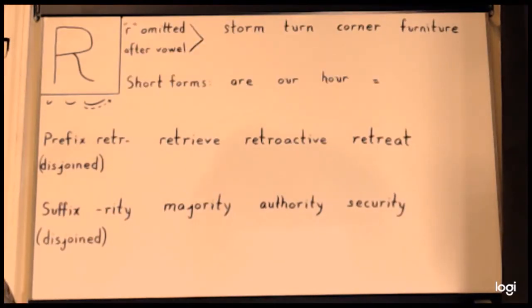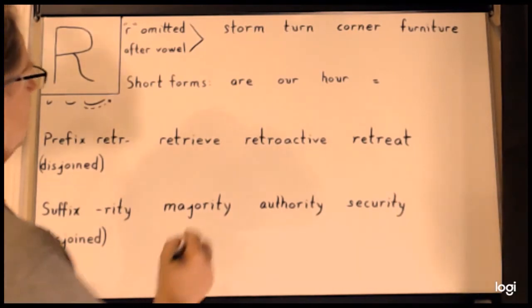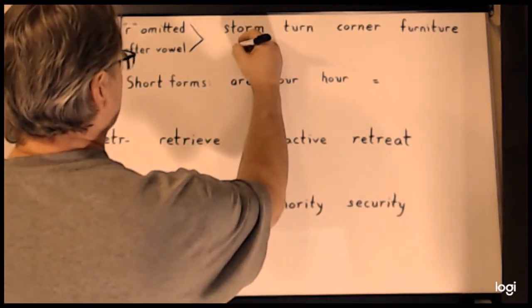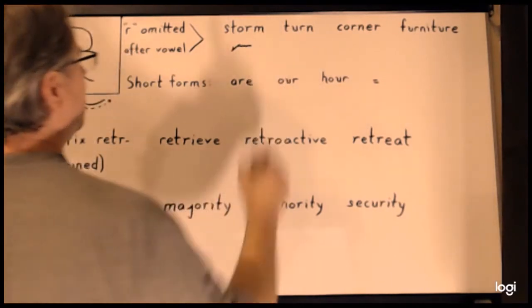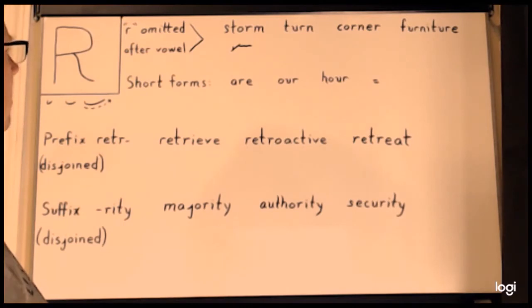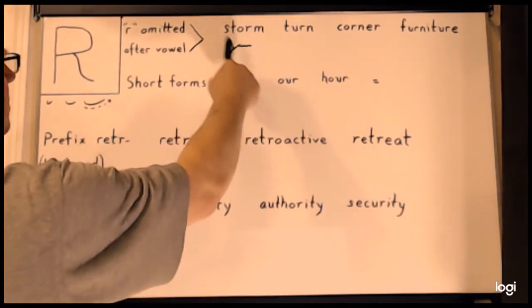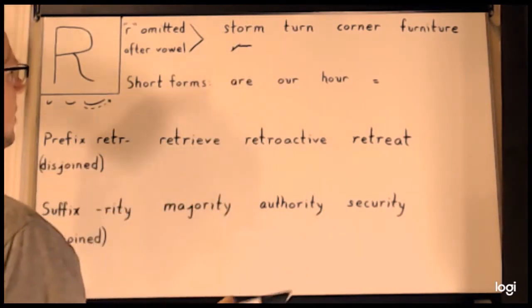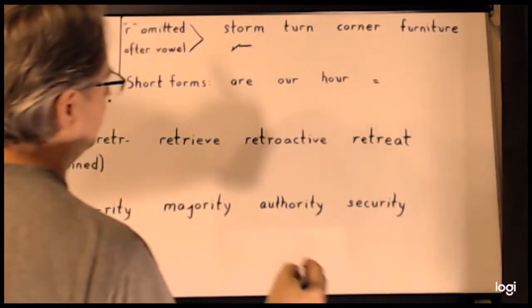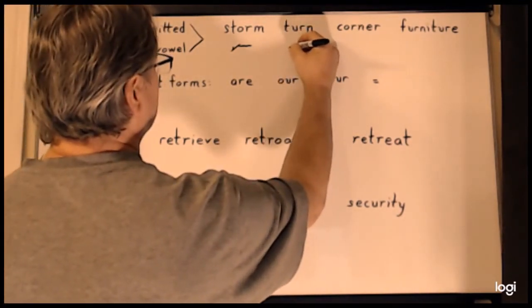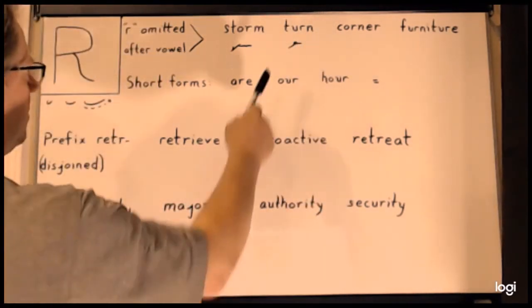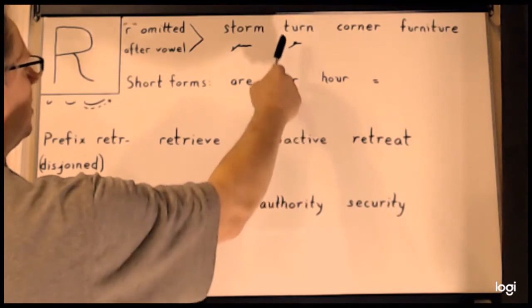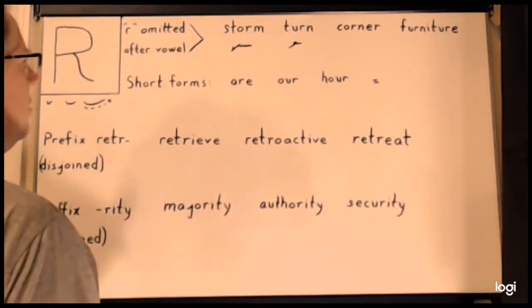R is omitted after certain vowels. Like in the word storm, we're just going to write S-T-O on its side, M. The word storm, and the R is already represented within this, basically omitted. The word turn, we're just going to write the T-E-N. So normally it would be an E-R sound, but it is omitted in this word, turn.